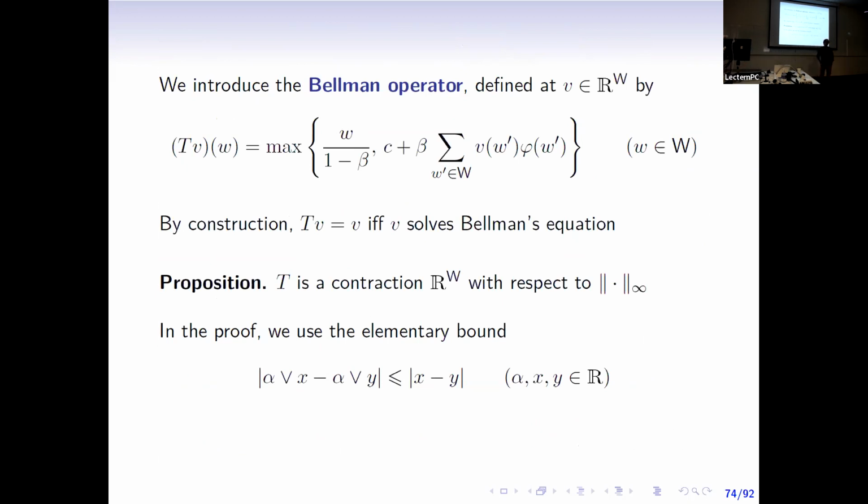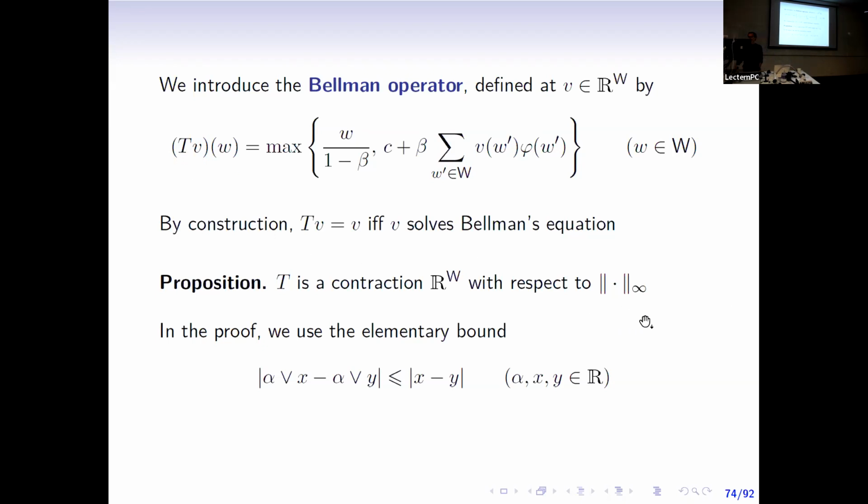Okay, so we introduce the Bellman operator. The Bellman operator is designed with one thing in mind: that fixed points of this operator coincide with solutions to Bellman's equation. So if V is a fixed point, TV equals V, and I get a V that satisfies Bellman's equation. So now all I have to worry about is fixed points of the Bellman operator.